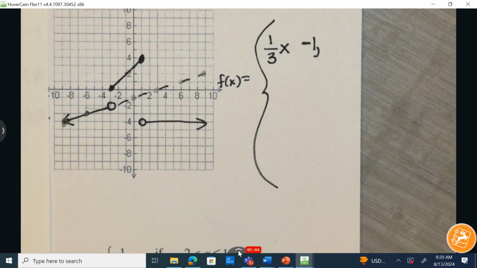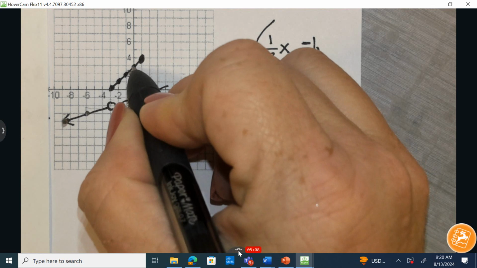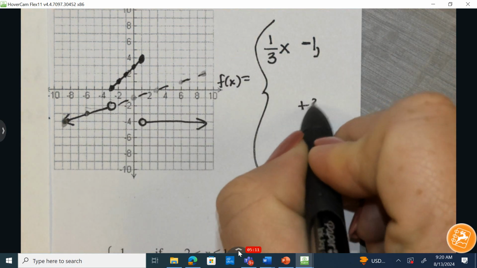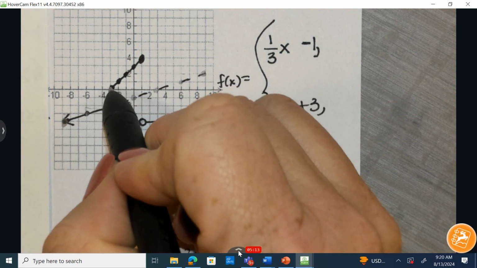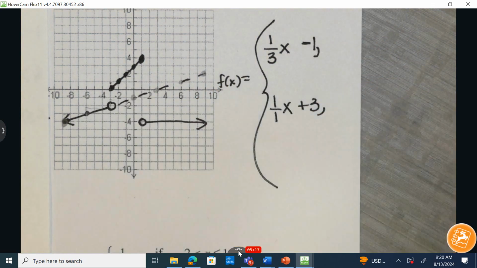This middle piece, I can already see where it crosses the y-axis. It crosses at a positive 3. And it has a slope from left to right of up 1, right 1, up 1, right 1, up 1, right 1.